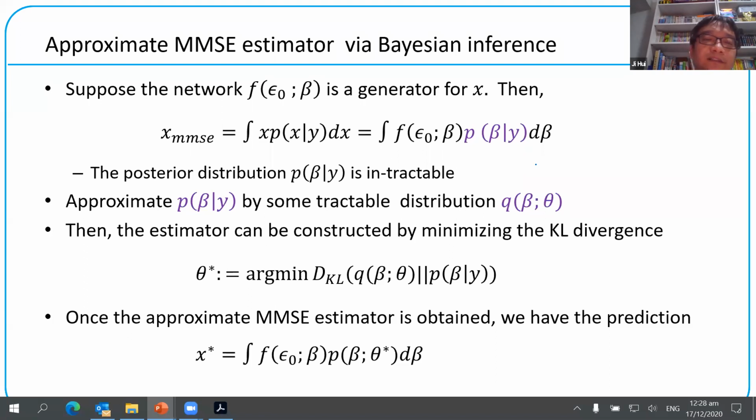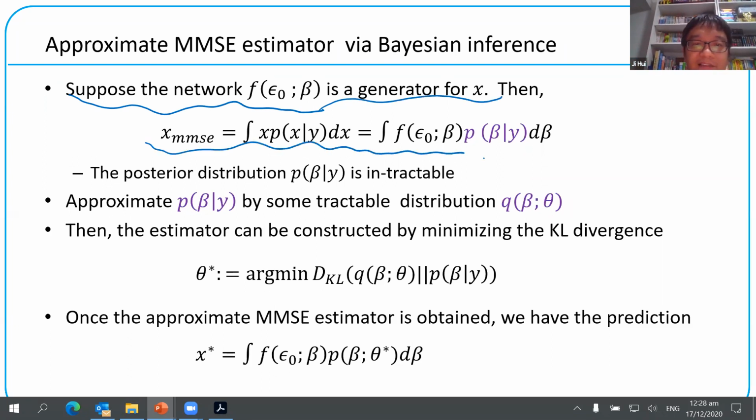So basically, suppose my network is powerful enough that it can actually generate X. Then you replace this X by these generators. You have such a definition for the MMSE estimators. Of course, the posterior distribution here is not tractable, so what Bayesian inference does is approximate this posterior distribution by a tractable distribution.